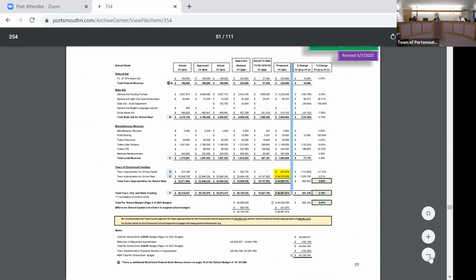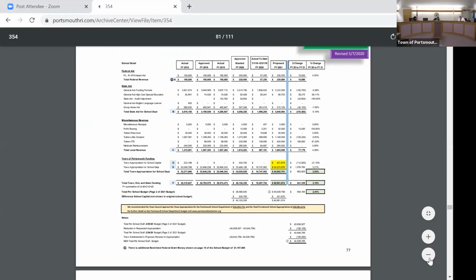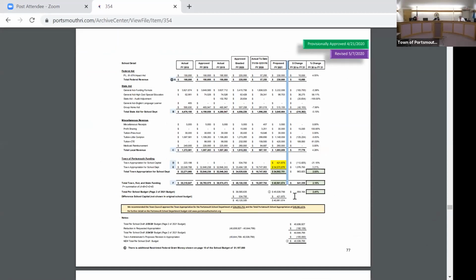So here, almost two-thirds of the way down, you'll see total town appropriation for school department, and then just below that line, you will see total town, federal, and state funding. So we are asking for new provisional approval of $40,961,674 for total town, federal impact aid, and state aid for the school.